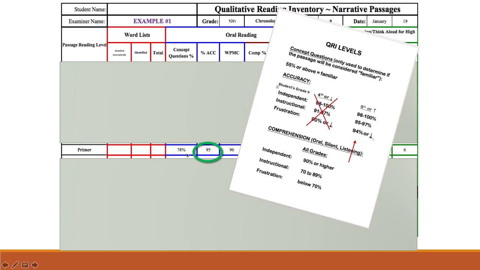Okay, so the examiner actually gave the student a primer passage at first, and that might have been because they did so poorly going back that they wanted the student to feel successful. By the way, this word is primer. When you're talking paint, it's primer, but when you're talking reading, it's primer. So the student had 95% accuracy, which if you look, 95 falls into the instructional level. We're not using 4th grade or below because our kiddo is a 10th grader.